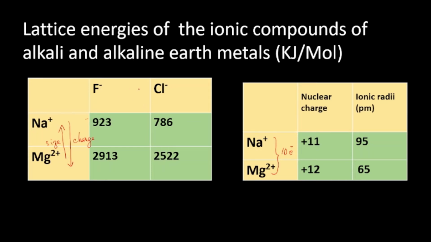Now let us consider these anions. Here the charge of these anions is the same, so here only the size matters, and if we consider the size of these two ions, chloride ion is bigger in size. So the lattice energy of these compounds will be less compared to that of fluorides. So we can arrange the lattice energies of these compounds like this. Sodium chloride has the least lattice energy. Then comes sodium fluoride. Then comes magnesium chloride, and the highest lattice energy is for magnesium fluoride.